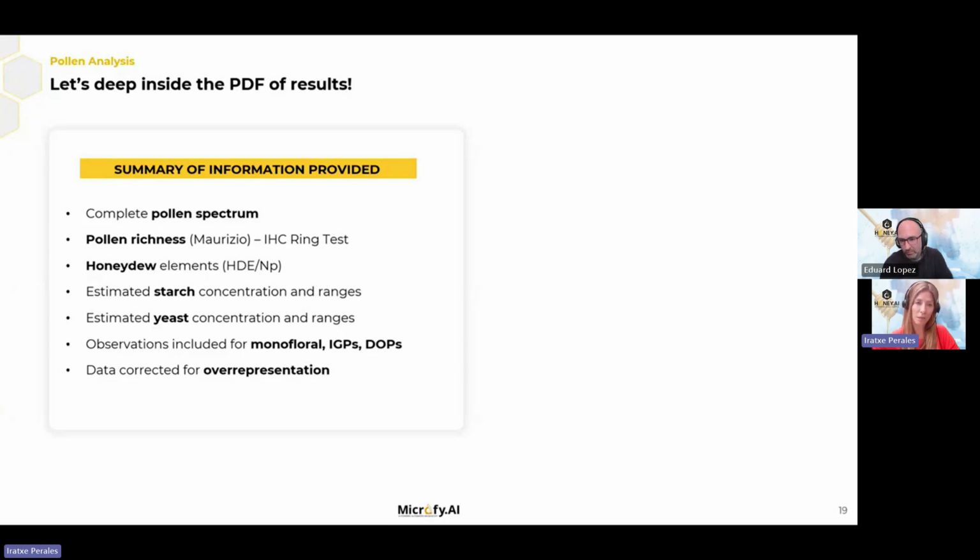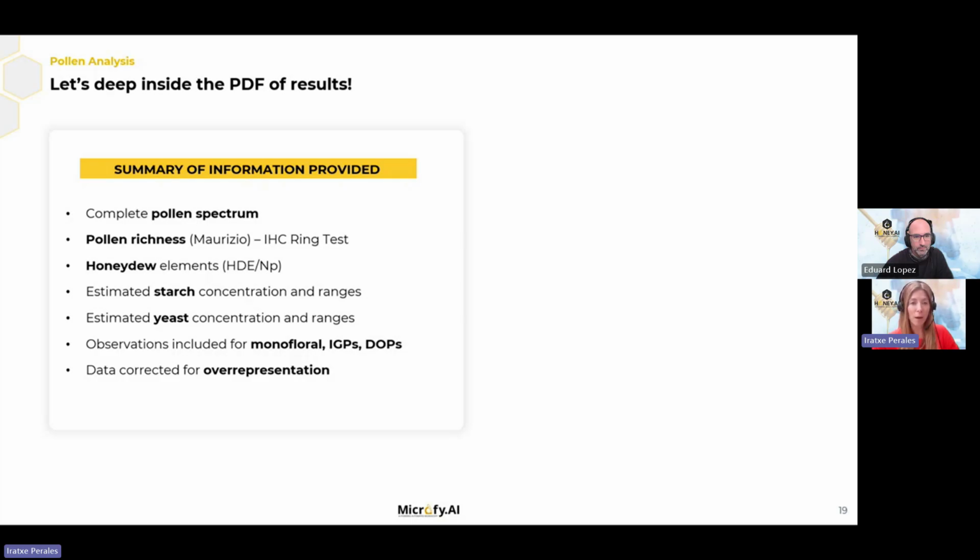Then the honeydew elements. You have the information about starch, yeast. You have indications in the observations panel in case that they are not normal. You will receive an observation just in the observations panel. Then we have observations for monoflorals, only in Spain available if you have IGPs or DOPs, specific monofloral honeys, and then the data corrected for overrepresentation.